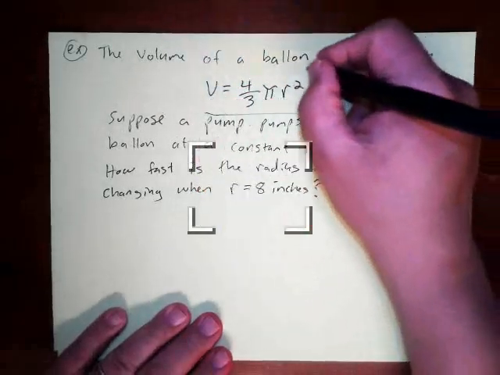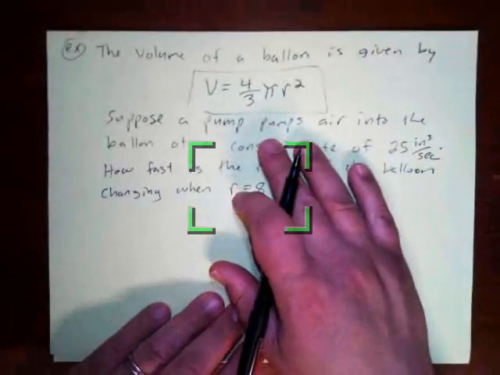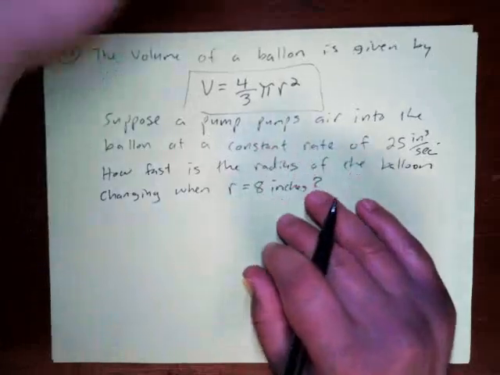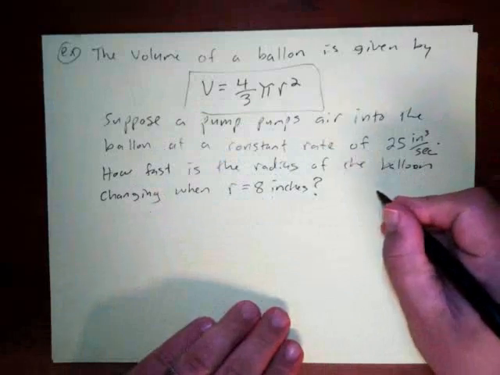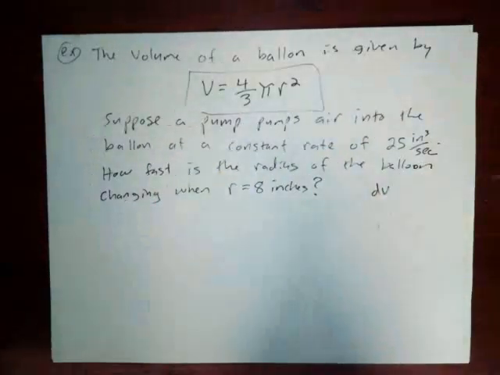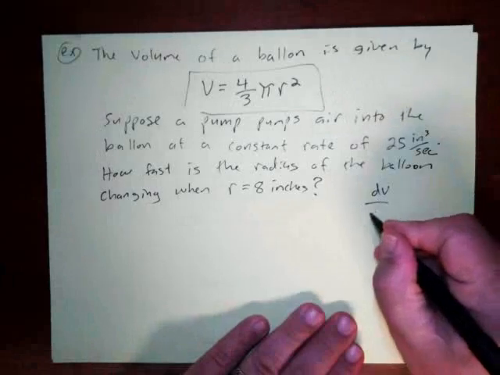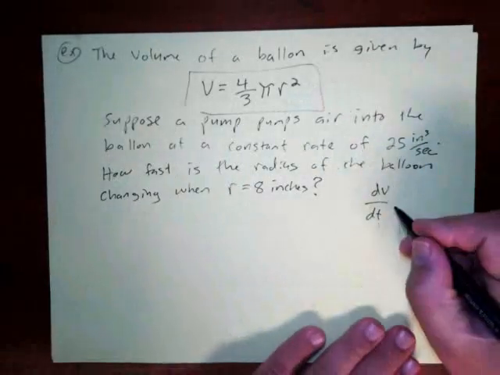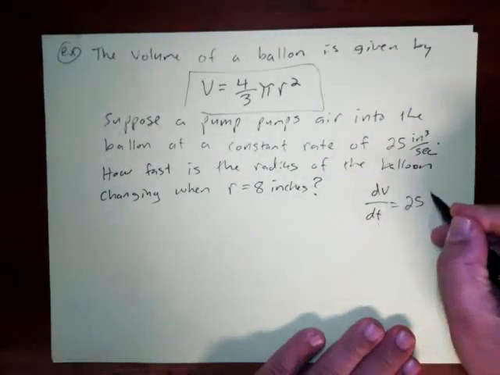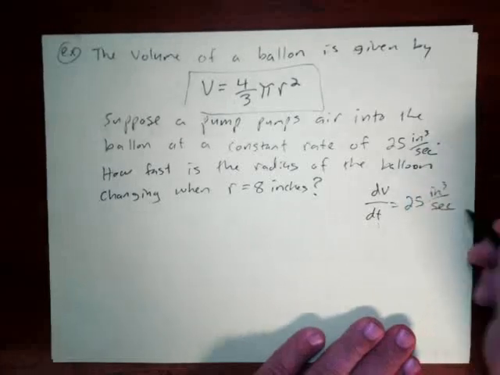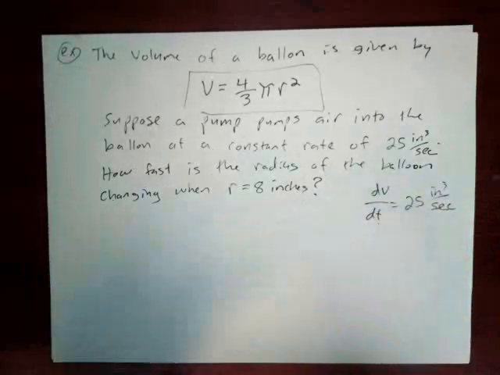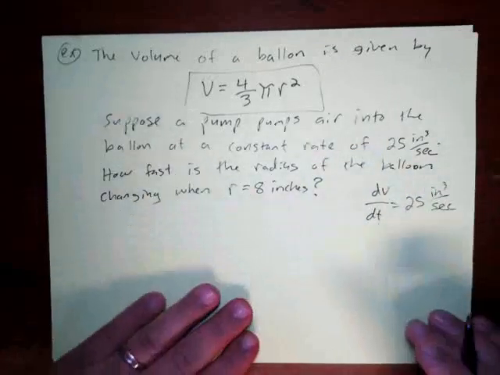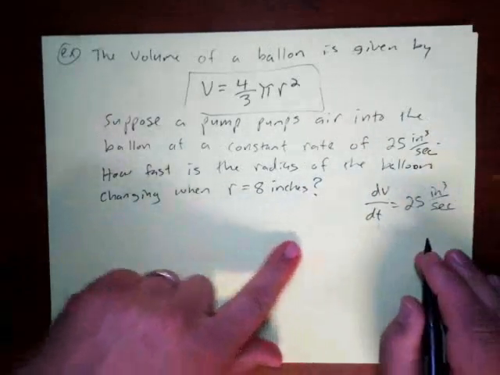Okay, so notice what they're giving me. They give me an equation here that relates the V and the r together. And then this is actually dV/dt. This is the amount of volume that gets pumped into the balloon each second, right? And so the dV/dt is 25 inches cubed per second. Okay, that is what dV/dt is. And it'll always be that. For every given time, it's going to be 25. It's being pumped in at a constant rate.